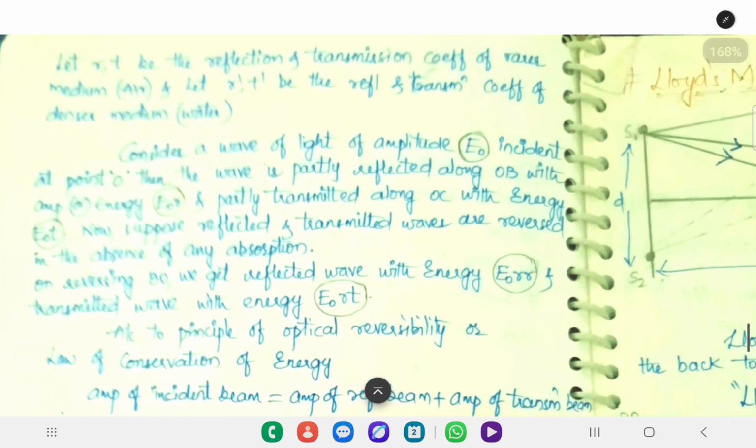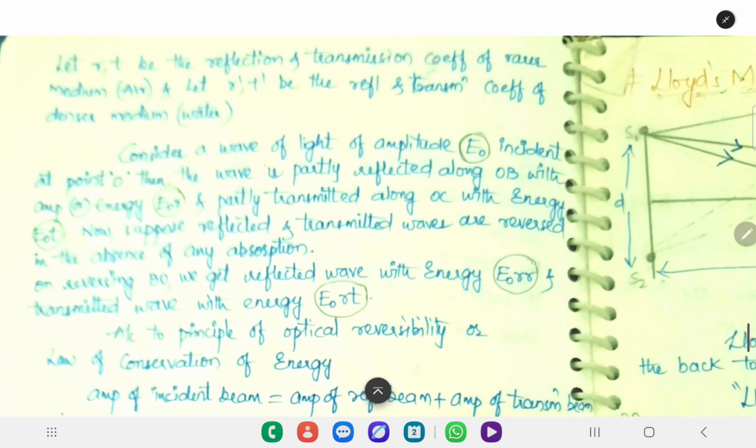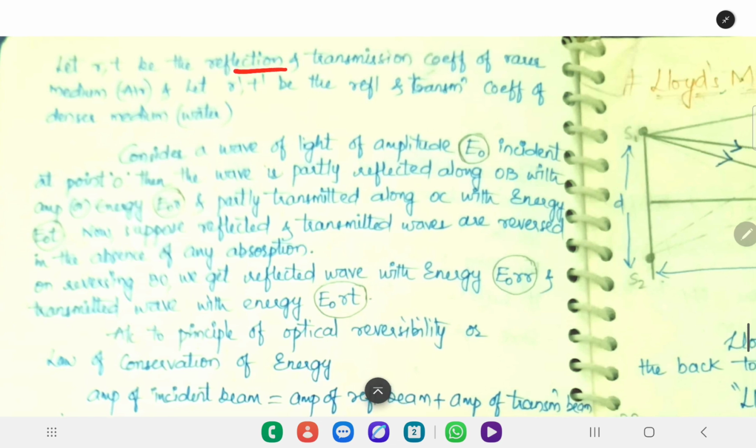Let R and T be the reflection and transmission coefficients of the rarer medium, air. Let R dash and T dash be the reflection and transmission coefficients of the denser medium. R and T are the coefficients of reflection and transmission in the rarer medium. R dash and T dash are the reflection and transmission coefficients in the denser medium.